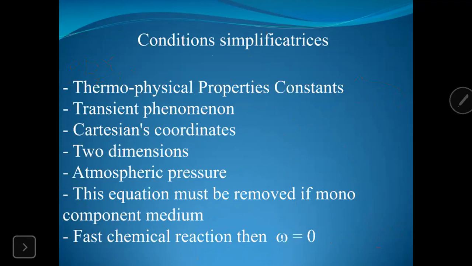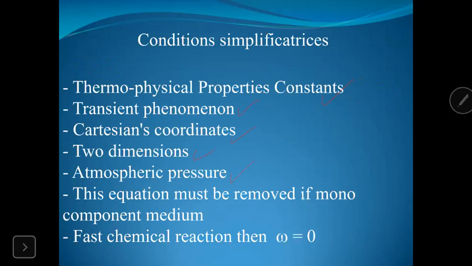Thermophysical properties are constant. When we see rho and d out of the differentiation, then the thermophysical properties are constant. Transient phenomenon, because we have Cartesian coordinate xy, 2 dimension xy. Atmospheric pressure, so we don't see the pressure dp over dx.